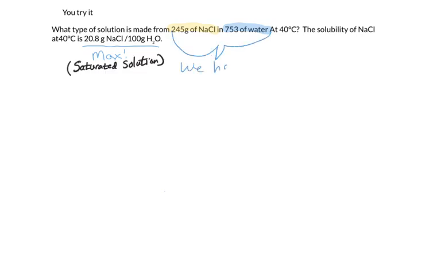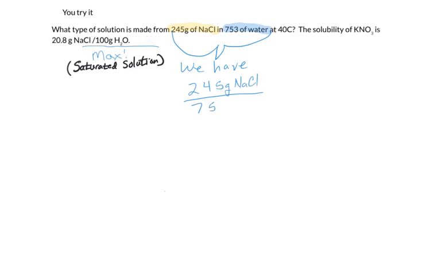We can look at the ratio of the solute to the solvent, and we can see that we currently have 245 grams of sodium chloride in 753 grams of the solvent water. Now we need to compare what we have to the maximum, the solubility. But the solubility is in 100 grams of water. So we make a comparison that allows us to look at what we have if we only had 100 grams of water. So how do we do that?